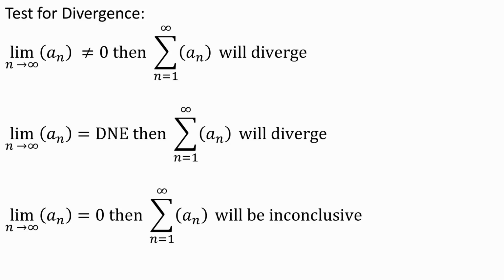In this video, we will go over the test for divergence. It's also called the nth term test. If the limit as n approaches infinity of a sub n does not equal 0 or it's DNE, then the infinite series will diverge.